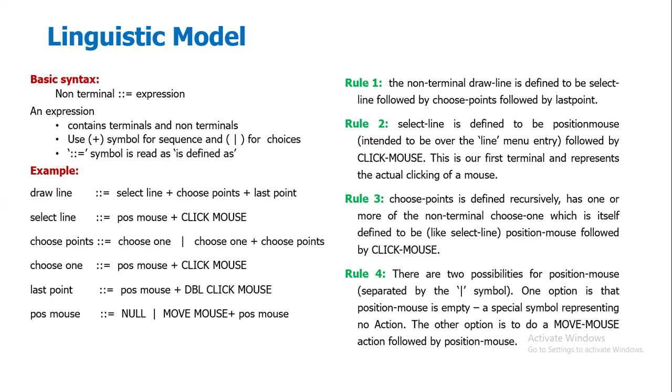There are two possibilities for position mouse. One option is that position mouse is empty, a special symbol representing no action. The other option is to do the move mouse action followed by position mouse.